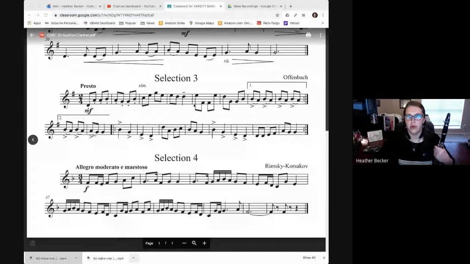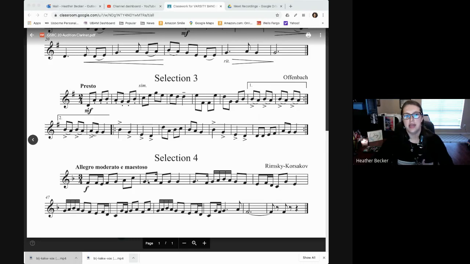So let me start by sharing my screen with you so I can work through it with you and help you learn that selection. You'll notice that in selection 4, there are lots of 16th notes. There are also some dotted 8th notes with a 16th note. That is a rhythm that we didn't get to in our beginner classes this year. Like a dotted quarter note is the equivalent of 3 eighth notes tied together, a dotted 8th note is the equivalent of 3 sixteenth notes tied together.